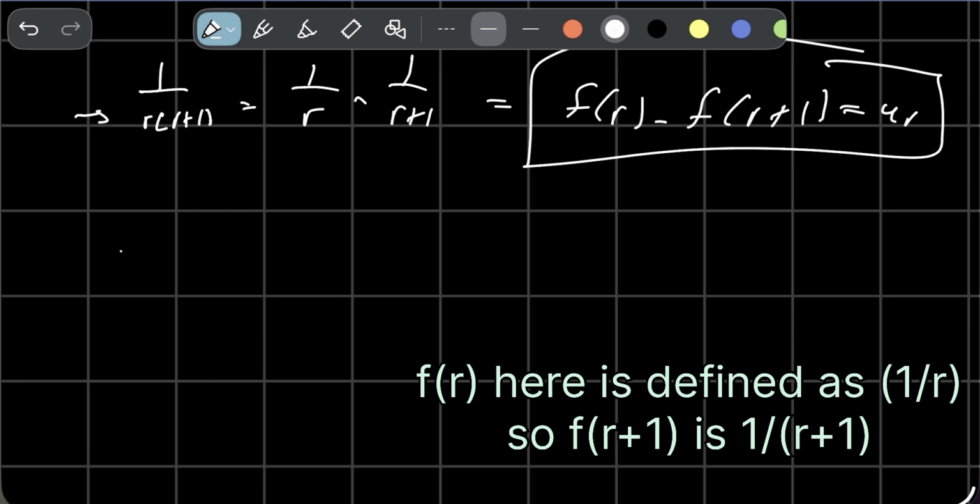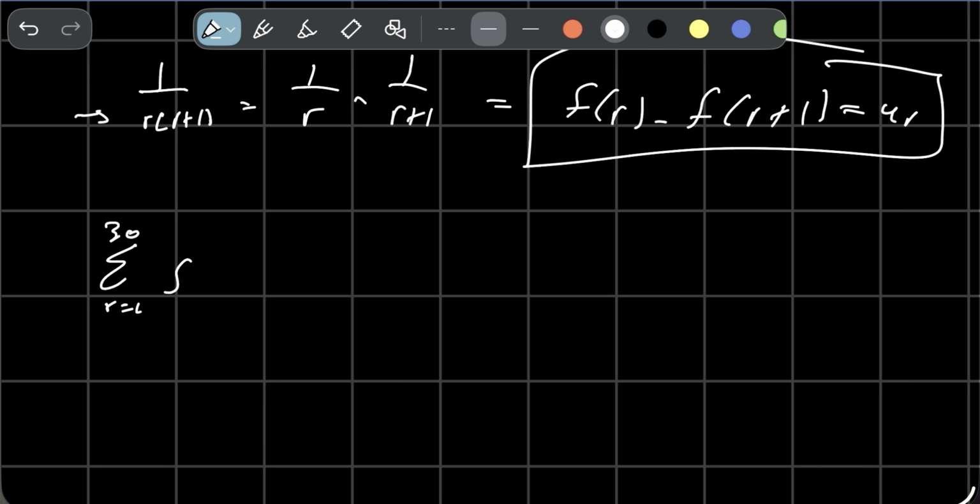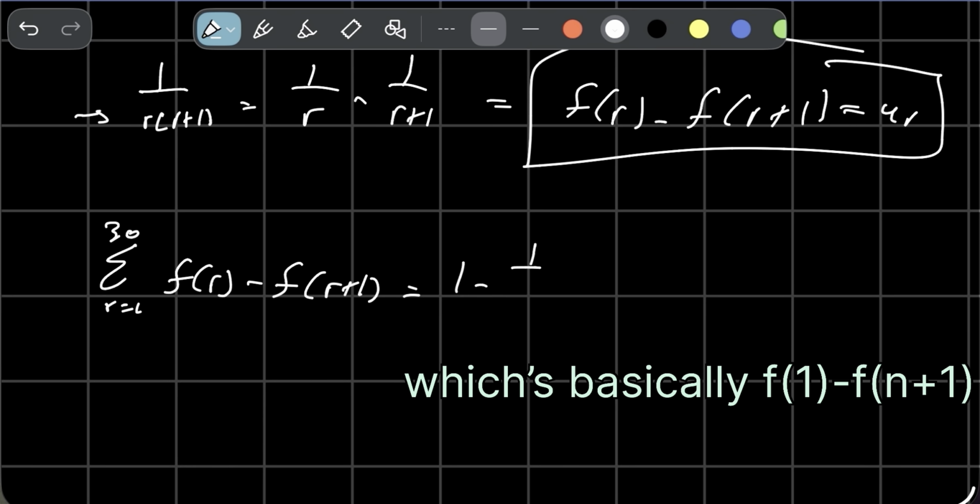Okay, so the question was the sum from r equals 1 to 30 of f(r) minus f(r+1), which will obviously be equal to 1 minus 1 over 31.